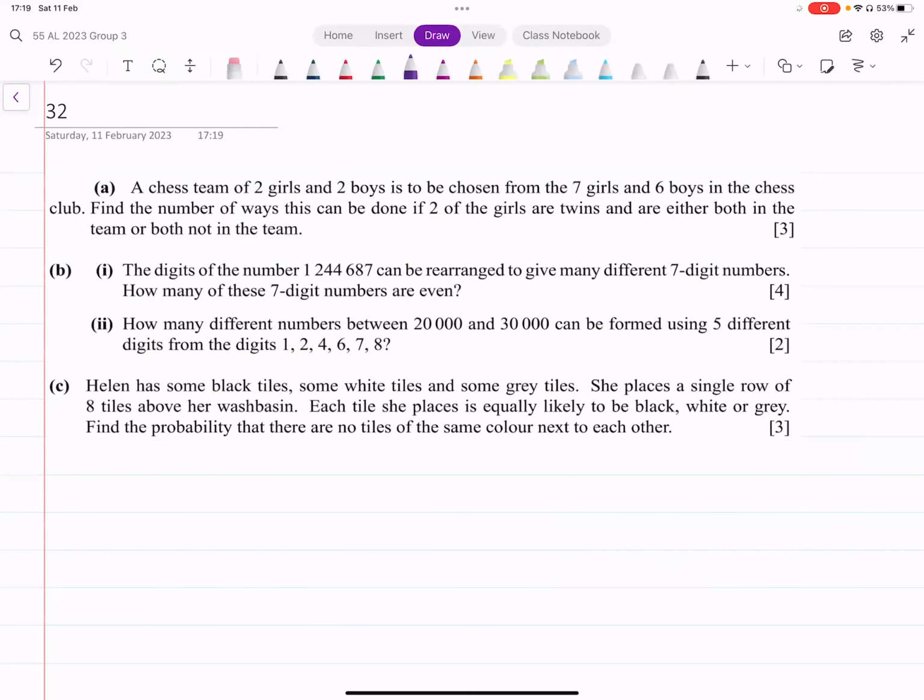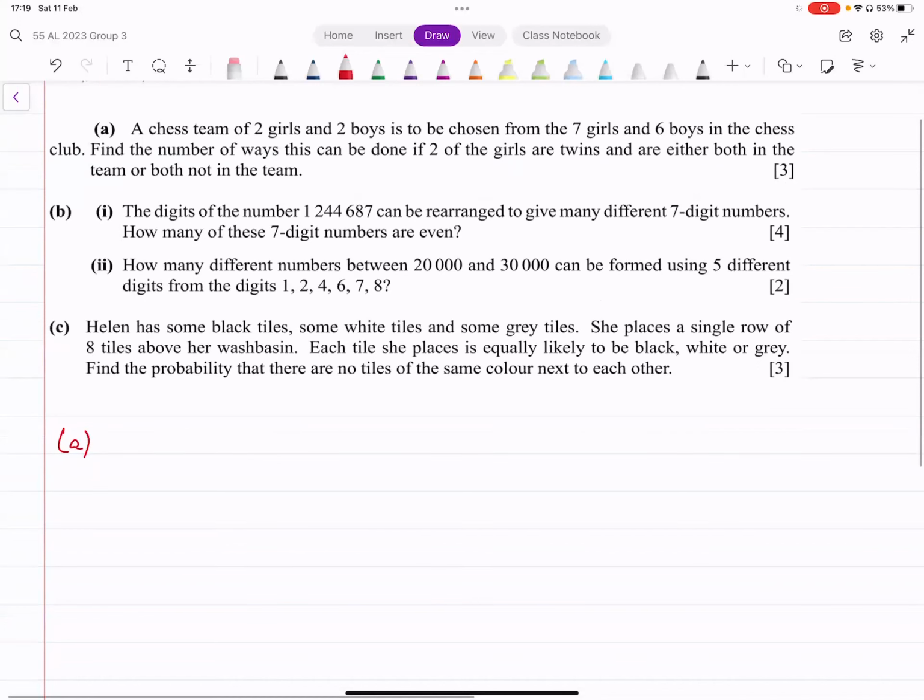Okay, 32. Let's do the whole thing. A chess team of 2 girls and 2 boys is to be chosen from the 7 girls and 6 boys in the chess club. Find the number of ways this can be done if 2 of the girls are twins and are either both in the team or both not in the team.